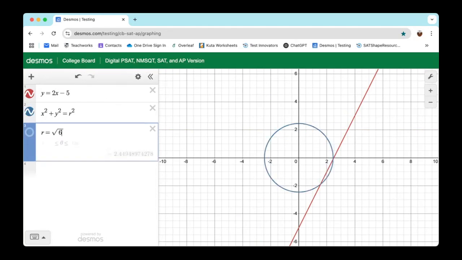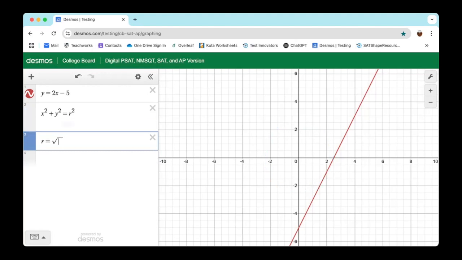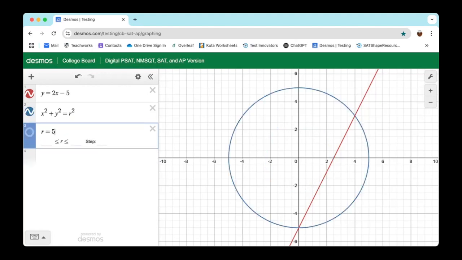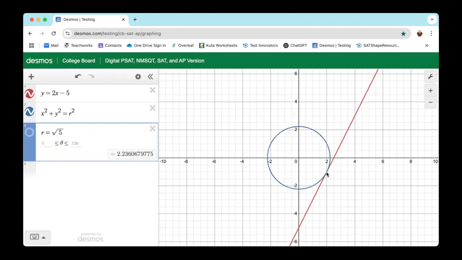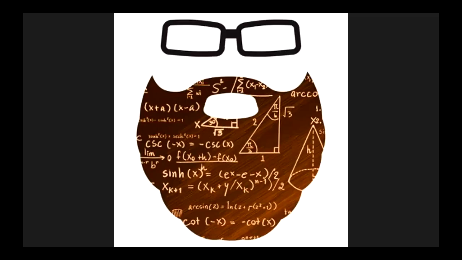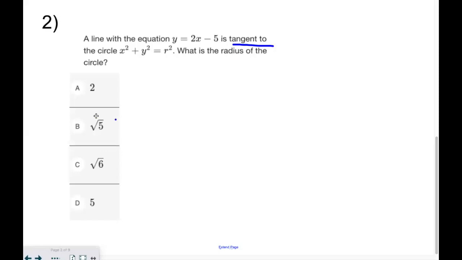But if you're not convinced, this one intersects twice. And then just 5 intersects twice as well. So I'll go back to square root 5 so we can see again that it intersects at 1 point. And so that is the answer. So we get square root 5. All right, so I think that's a good one to do really quickly in Desmos. So that's why I chose to do it that way.